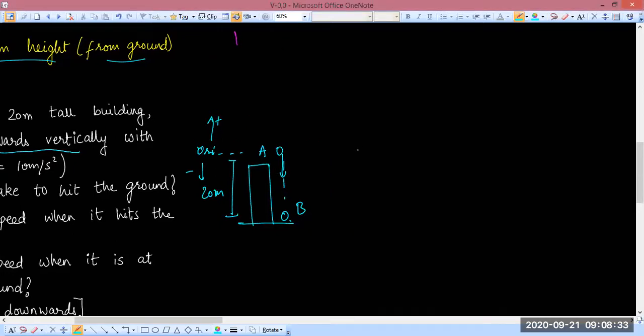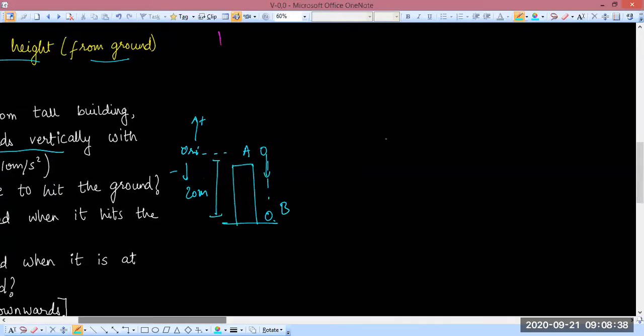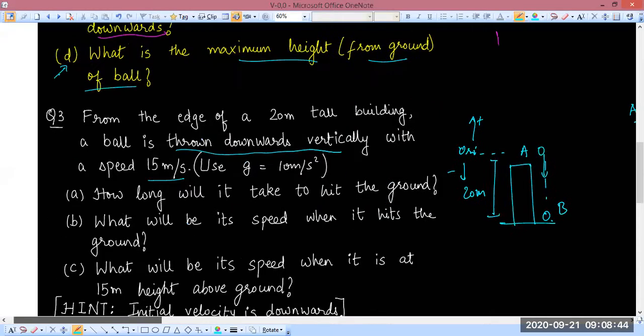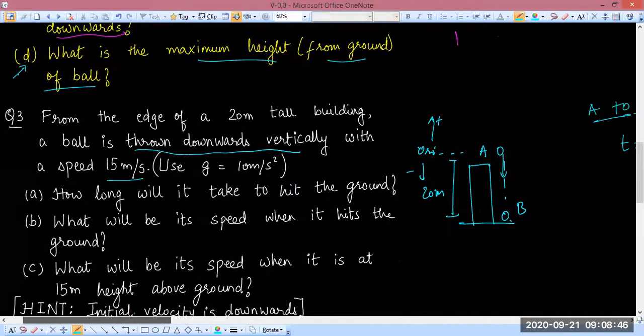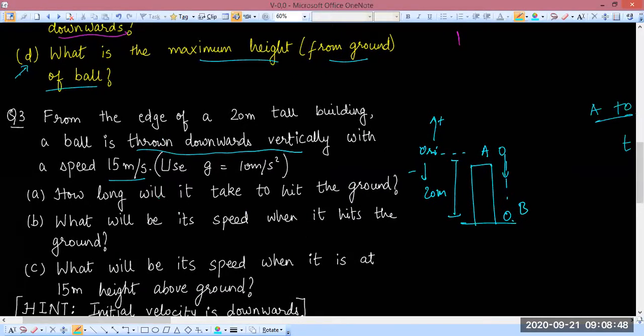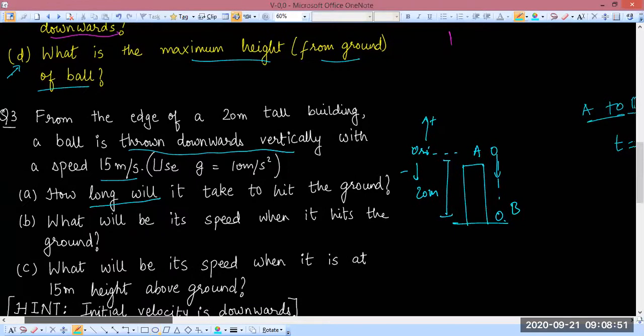So let's write what we know. Do we know the time interval that it takes to go from A to B? Is it given in the question? No, in fact, that's the first question, isn't it? So we don't know this.